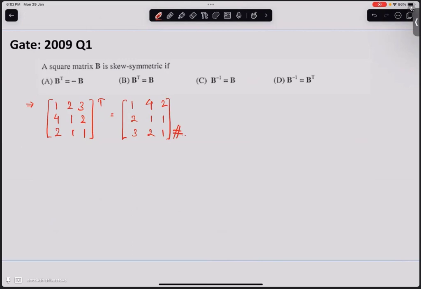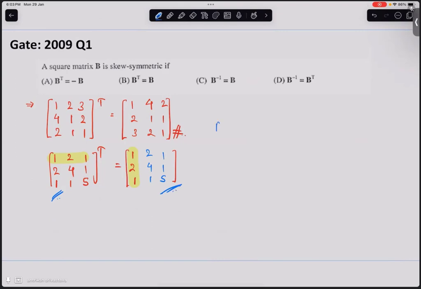A symmetric matrix was when the transpose is equal to the matrix itself. So if we had 1 2 1, 2 4 1, 1 1 and 5, then when you transpose this, you will realize that when it comes here as 1 2 1, it is the same as this column, right? Similarly, if you do for the other things, 2 4 1, 1 1 5, it is going to be the same. So when A transpose is equal to A, then we call it a symmetric matrix.